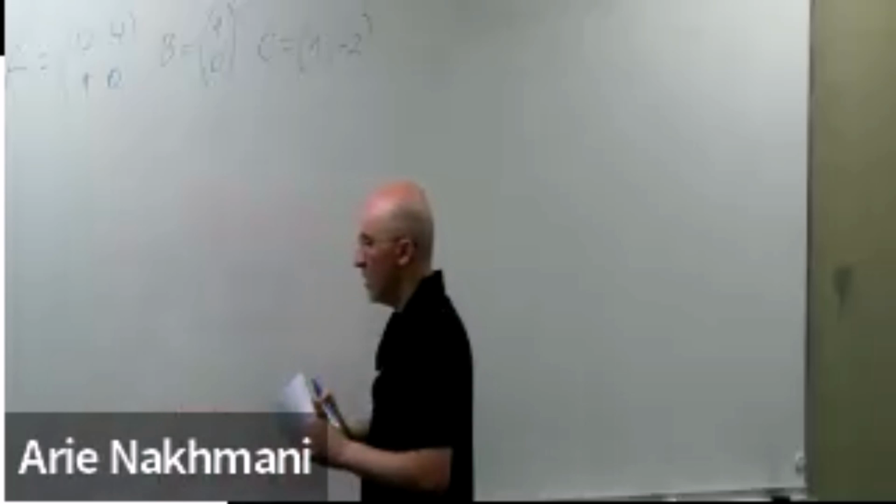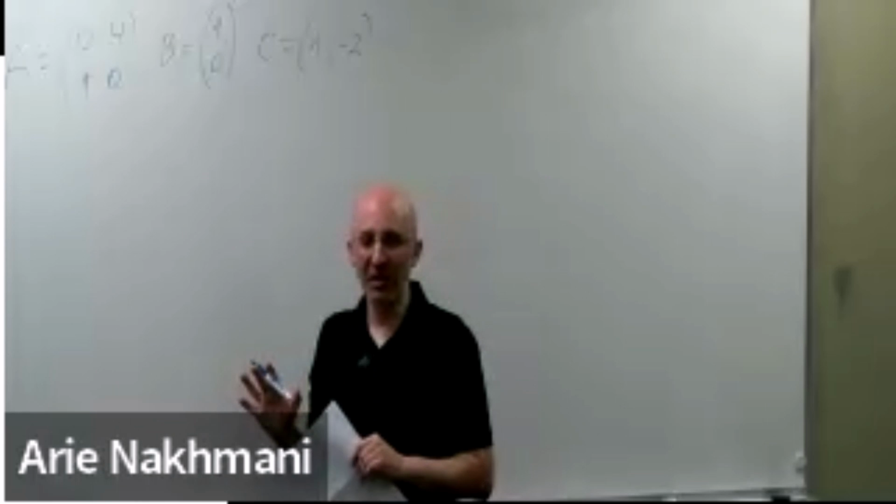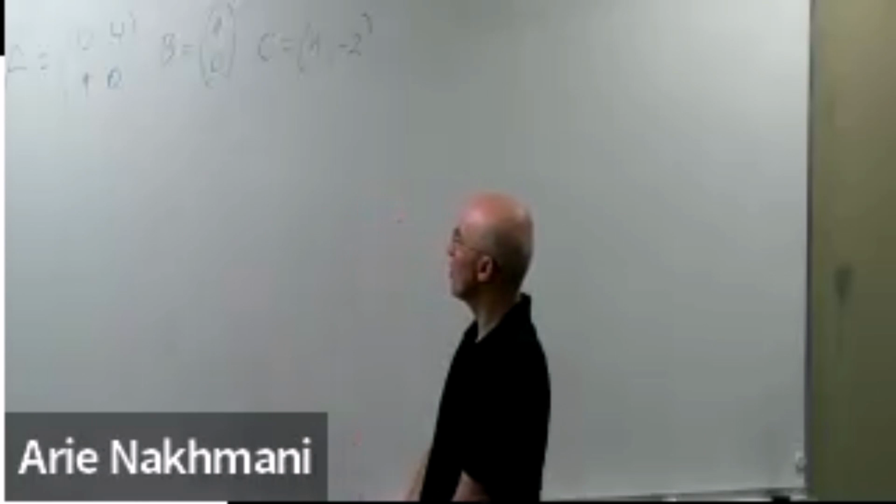A equals 0, 4, 1, 0. Matrix B equals 1, 0. Matrix C equals 1, -2. Okay. And I want to find the asymptotic stability of that system. Is that system asymptotically stable?